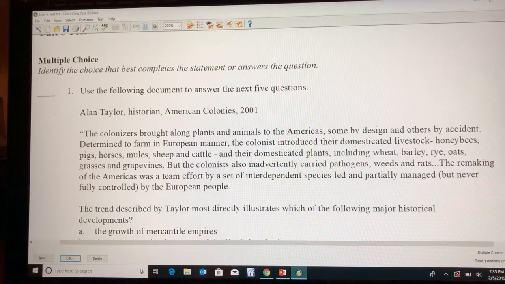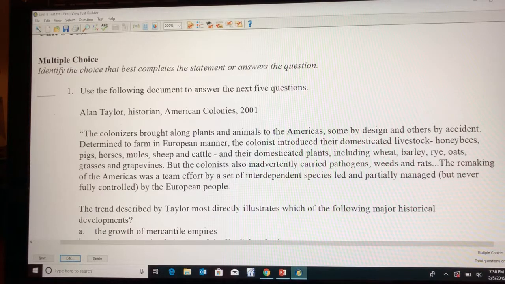This document is by Ann Taylor. He's an historian and it's about the American colonies. I know it says 2001, but it's an historian who's doing a secondary source on his interpretation of what happened. So it says the colonizers brought along plants and animals to the Americas, some by design and others by accident. So determined to farm in a European manner, the colonists introduced their domestic livestock of honeybees, pigs, horses, mules, sheep, and cattle, and their domesticated plants, including wheat, barley, rye, oats, grasses, and grapevine. So basically these people brought over food and they brought over animals.